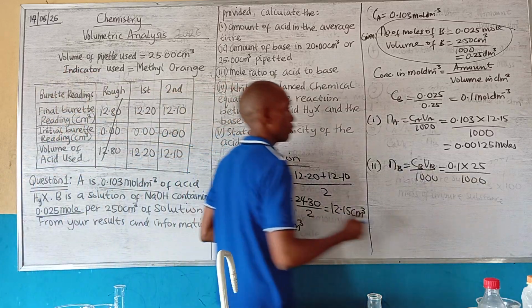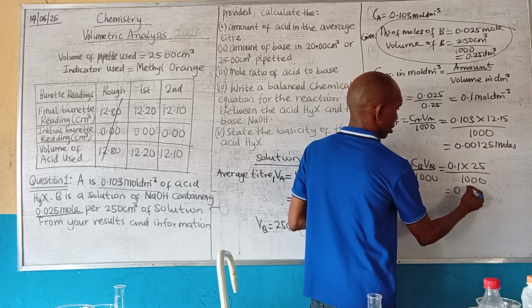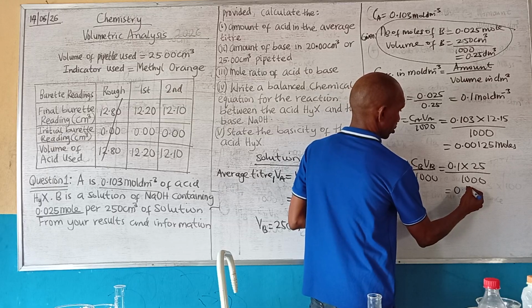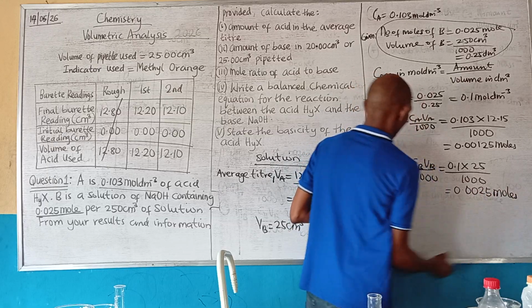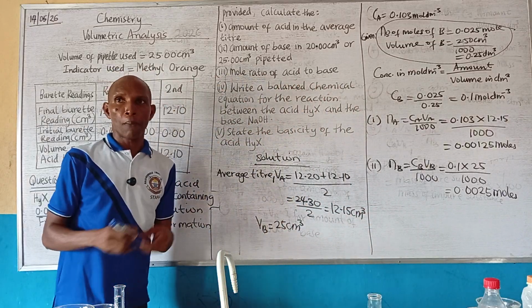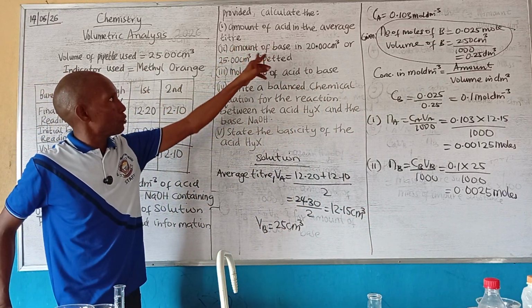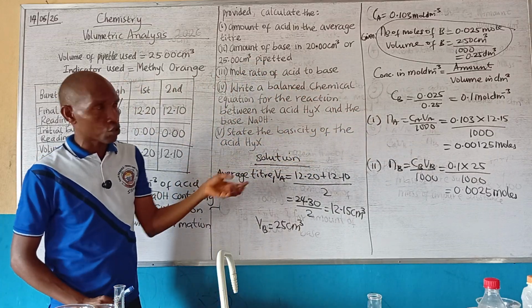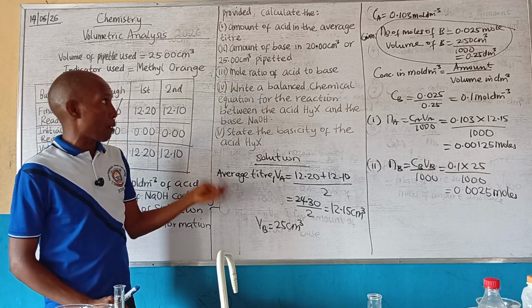So what do we have in this case? 0.025 moles. So that is our number of moles. Please pay attention. Use this formula for the amount of acid, or number of moles of acid. Then use the next formula for the number of moles of base, or amount of base.